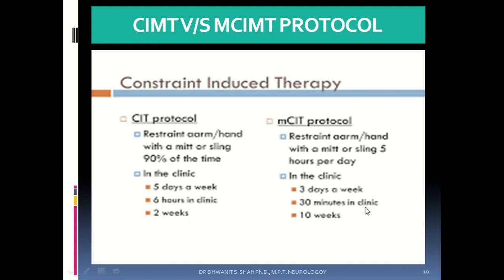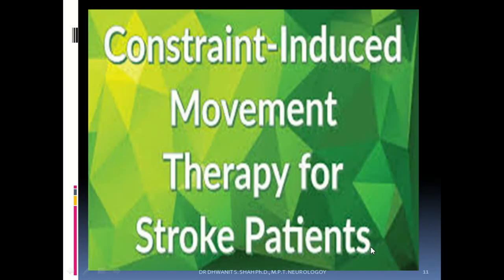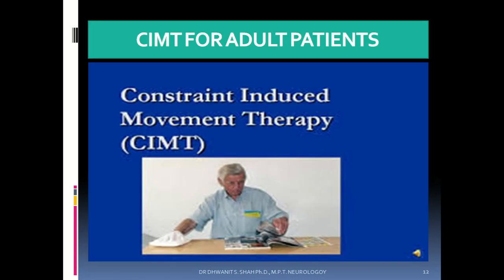It's 30 minutes of one-to-one treatment, right? One-to-one exercise for 30 minutes at a time in a clinic, and it should be done for only 5 hours a day, but it should be progressed for 10 weeks, right? So we can see the different photos now. Now how did it apply to the stroke patient?